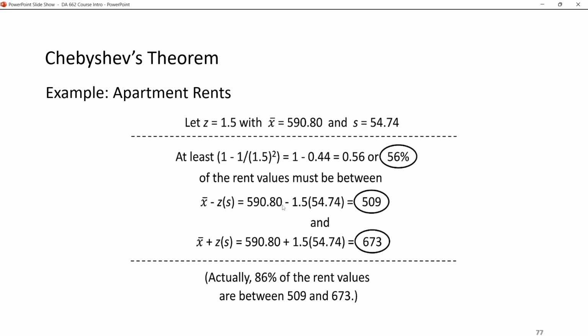Look, I'm using the formula for a confidence interval that we just covered in the previous video. Take my average, add and subtract 1.5 standard deviations, and 509 to 673 is a range that should cover, according to Chebyshev's theorem, 56% of the data. And that is the worst possible case. In this case, it's 86%, which is really quite a lot better.